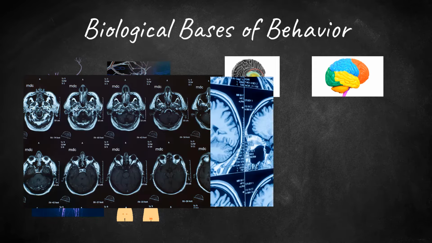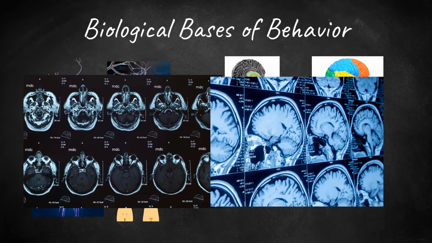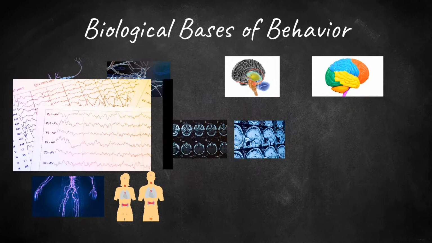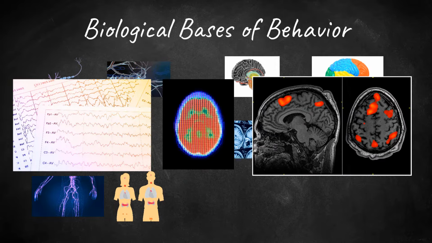Brain imaging techniques allow researchers to study the structure of the brain via CAT scans and MRI, as well as its functioning via EEG, PET scans, and fMRI scans.